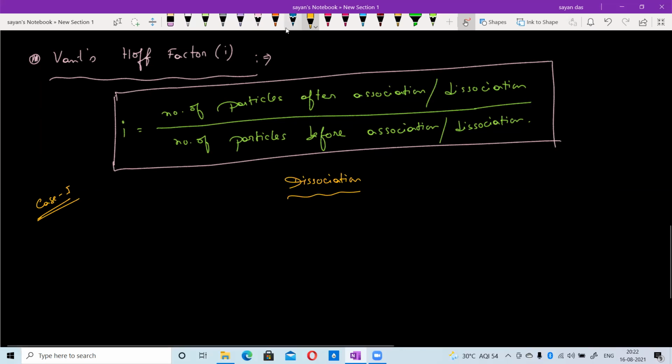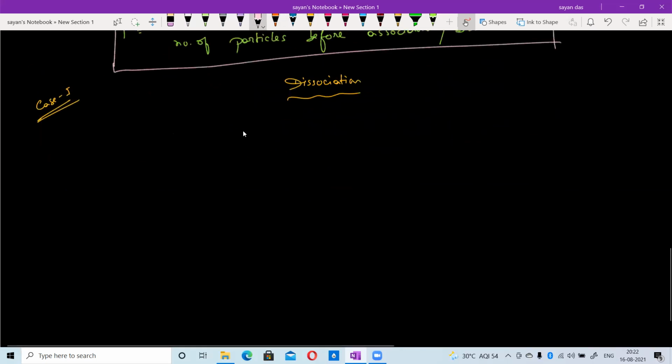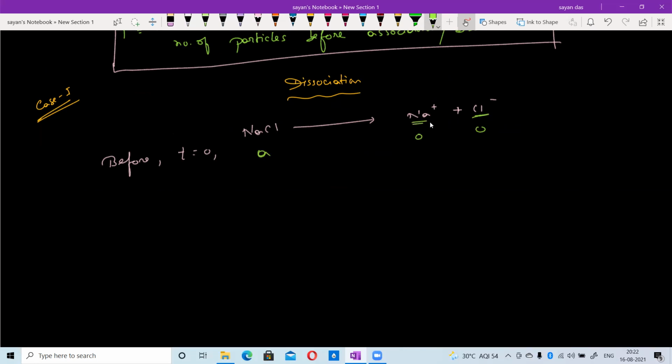Now look, in this case suppose we are taking NaCl. After dissociation, it gives Na plus and Cl minus. We all know that. Now, before dissociation means when t equals 0. t equals 0 means no reaction, that means no dissociation and no association takes place. We can write this one is a, this one is 0, this one is 0. Because no dissociation takes place, no ions are present. That's why these become 0 and 0. Na plus and Cl minus are always considered as 0, and a is basically the initial moles.